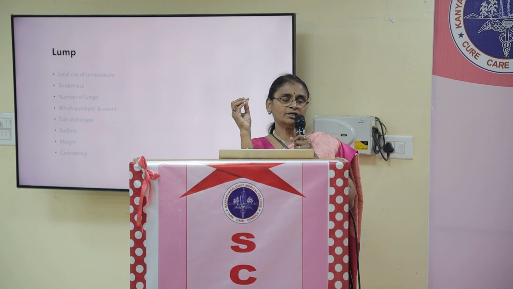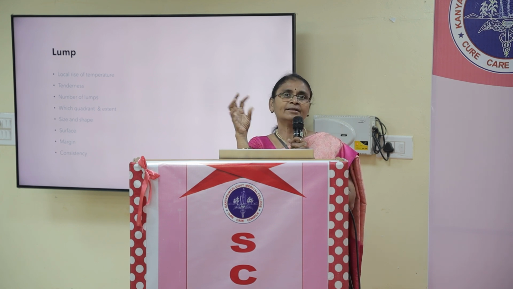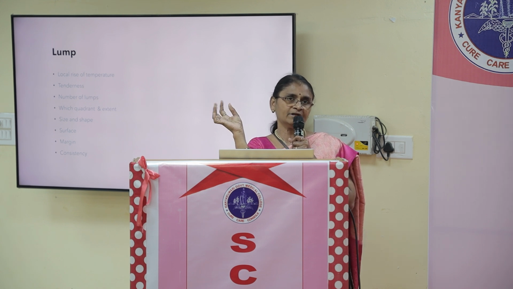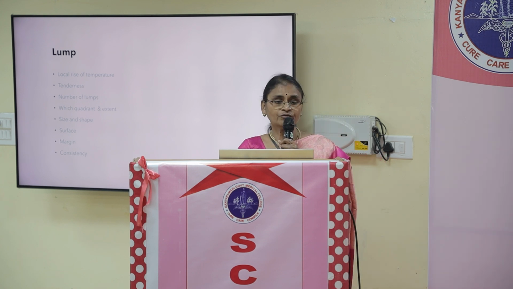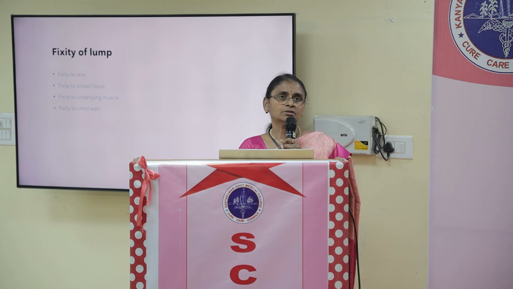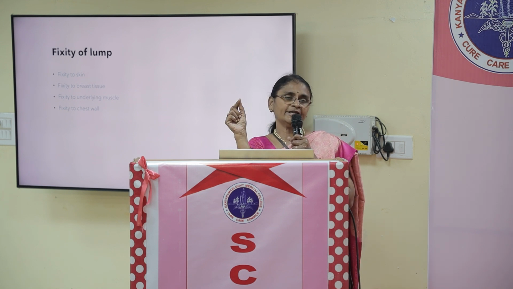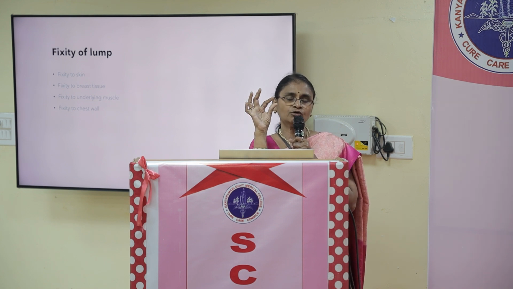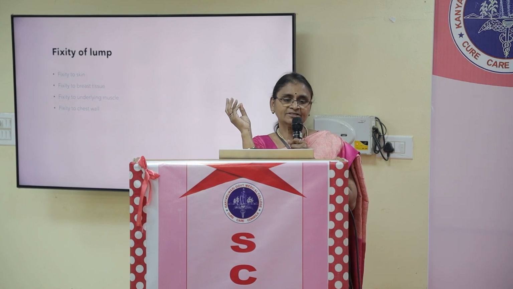Usually in malignancy, the shape is irregular, with an uneven surface and irregular margins. Then consistency: usually if it is malignant, it will be hard in consistency. Then we look for the mobility of the lump. So you look for fixity to the skin. You slide the skin over the lump to see whether the skin slides easily, or you can pinch the skin to see whether the skin can be pinched. That is the fixity to the skin.